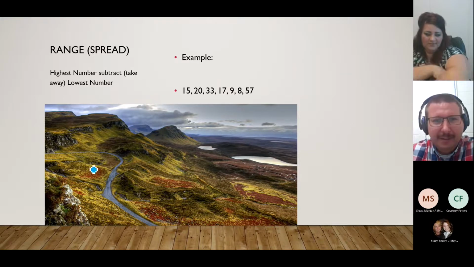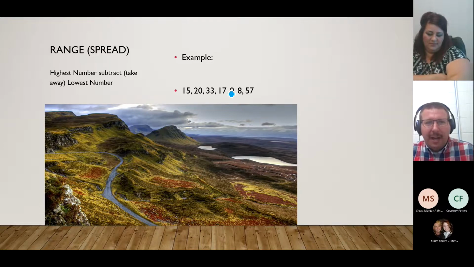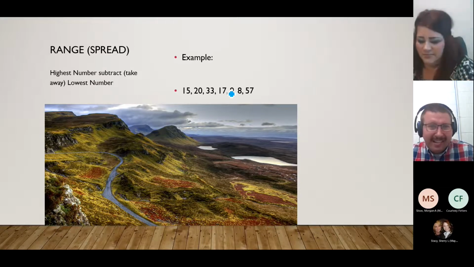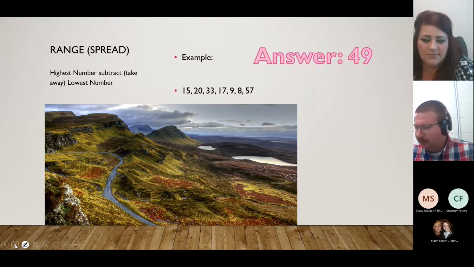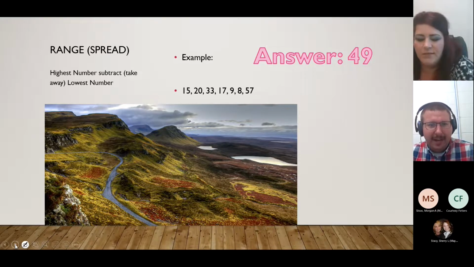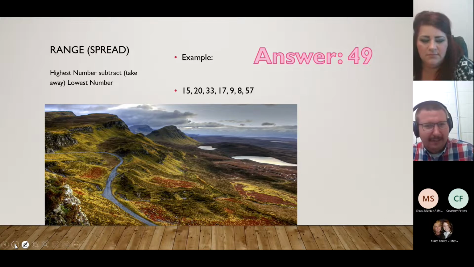Thank you. So in this set of data, we want the highest number, which I'm thinking is 57, and your lowest number looks like it's 8. You take the highest number, subtract your lowest number, and let's just see what we get. I get 49. You take the higher road, I take the low road, and somehow we meet in the middle. We subtract them to get in the middle.